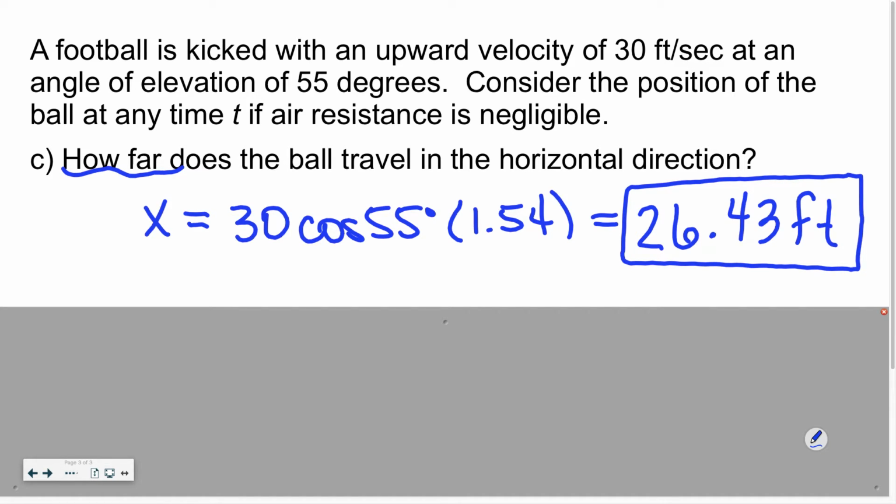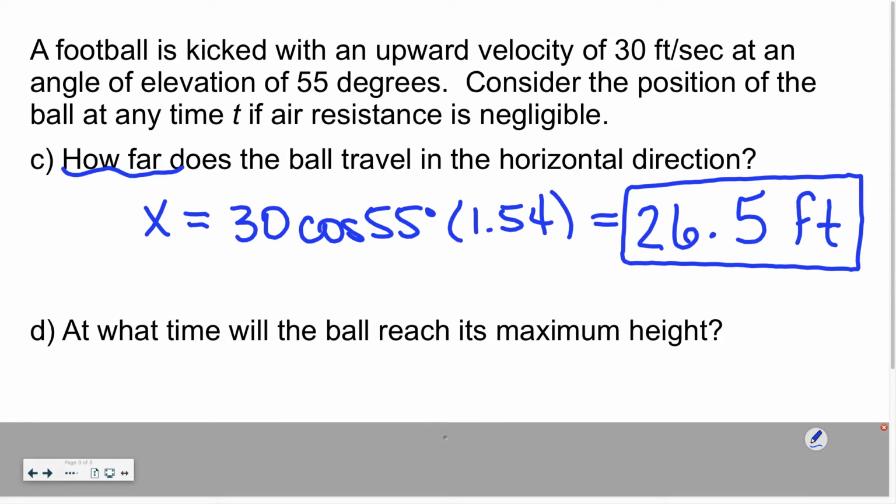0.43? I got 0.45? I got 26.5. Okay, how many of you are using the rounded answer to plug in? Like you just use the whole entire thing from your calculator. That's why you're getting 26.43. If you're using your rounded answer to plug in, you'll get a little bit of a rounding error, and that's when you're getting the 26.5. Okay?